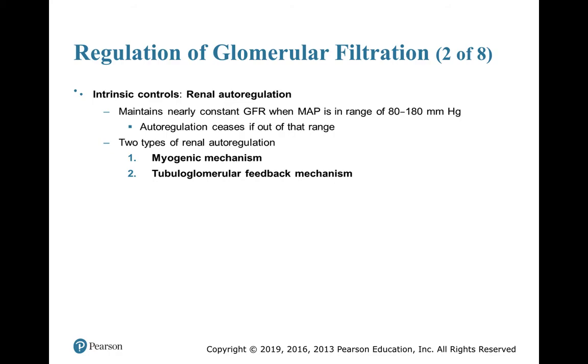Intrinsic controls, regulation by the kidneys themselves, called renal autoregulation, work to maintain a nearly constant glomerular filtration rate when the mean arterial pressure is in the range of 80 to 100 millimeters of mercury. If we go out of that range, below or above, autoregulation won't be able to keep a constant GFR. The two types of renal autoregulation are myogenic mechanisms, where myo should tell you muscle right away, and tubuloglomerular feedback mechanisms, the tubules talking to the glomerulus.